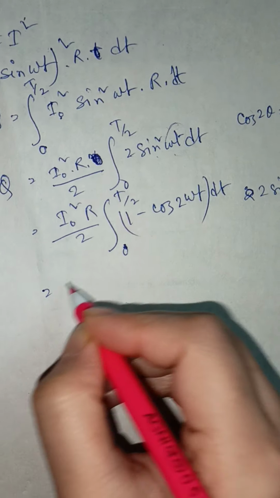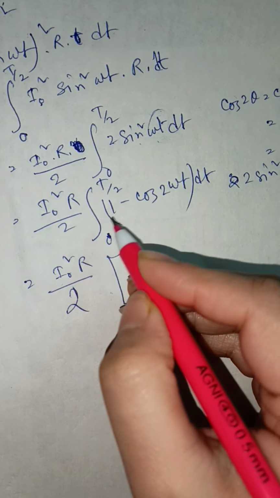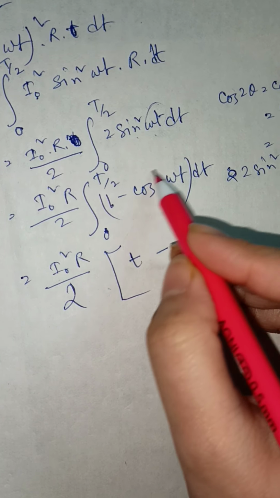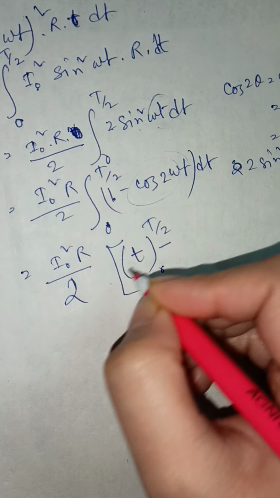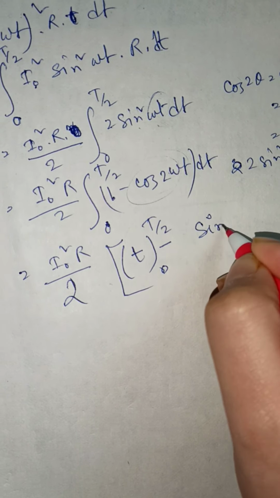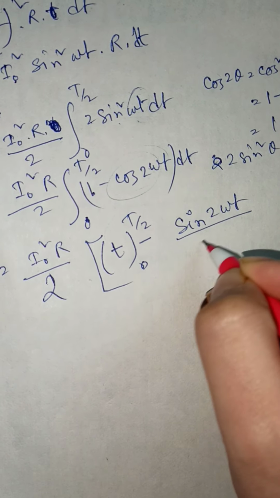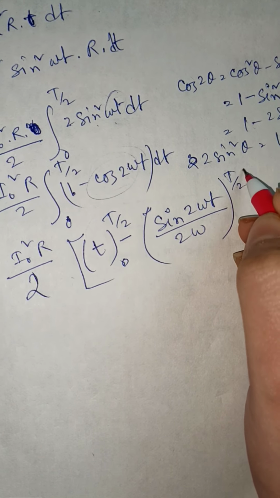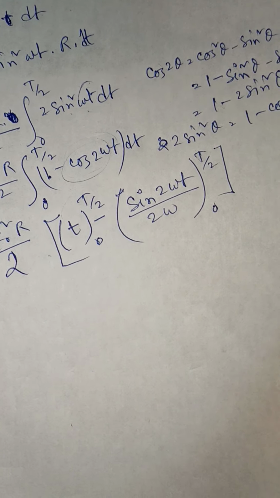Now I naught square R by 2, integration of dt is t, minus integration of this one. So t with limit 0 to T by 2, and integration of this one will be sine 2 omega t by 2 omega, and the limit will be 0 to T by 2.